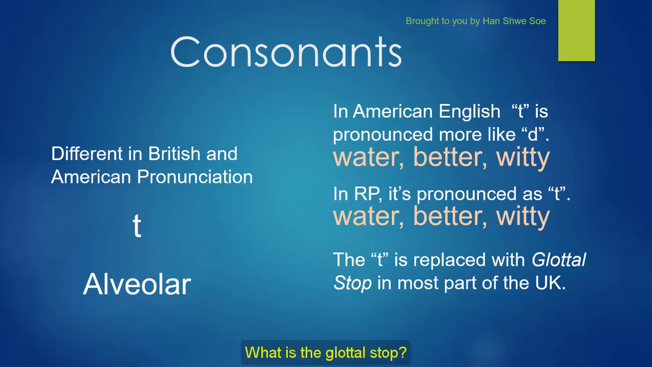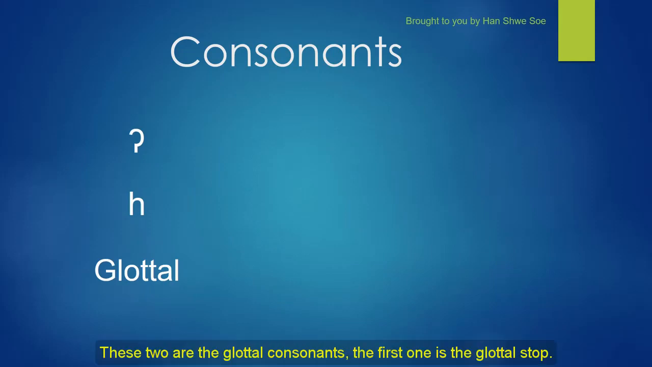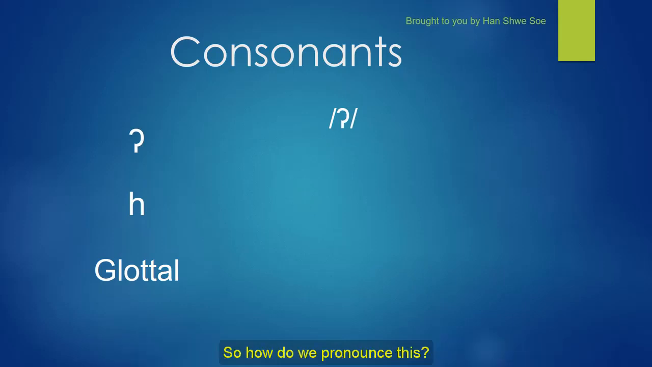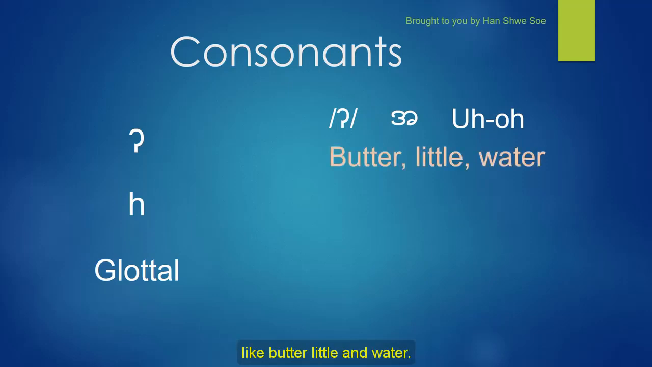What is a glottal stop? Let's look at it. These two are the glottal consonants. The first one is the glottal stop. So, how do we pronounce this? It's when you make a sound like a-o. That means when you stop the airflow suddenly. If we replace T with a glottal stop, it sounds like ba-a, le-a, and wa-a. But since you're not a native speaker of British English, it is okay to pronounce it normally as T or D.